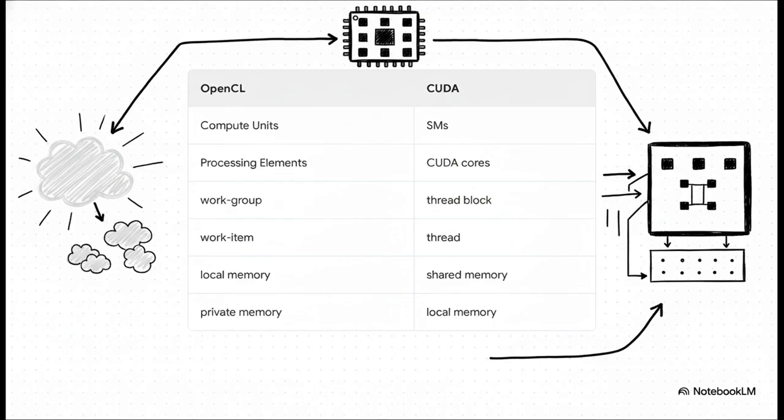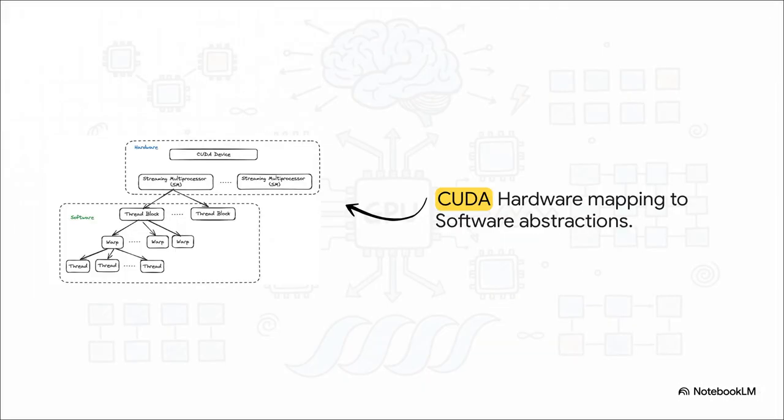platform they choose. To tie it all together, the software abstractions we code in map flawlessly back to the tangible hardware of the CUDA device. Physical streaming multiprocessors step up to handle software thread blocks. Those blocks are logically sliced into warps, going all the way down to individual threads running in absolute lockstep on CUDA cores, all fed by that intricate, hierarchical memory supply chain we just walked through. It really is a masterpiece of engineering.